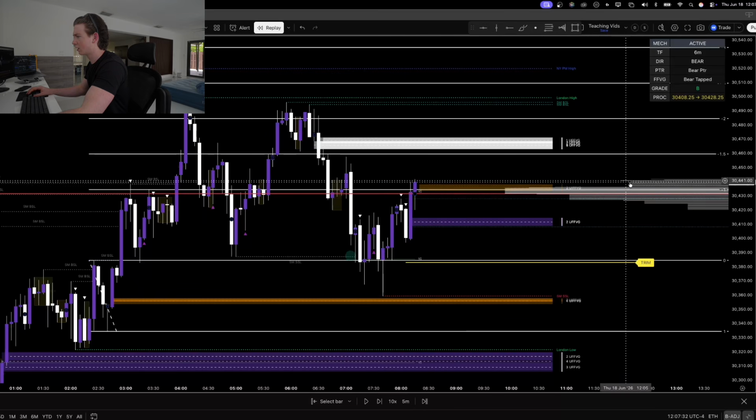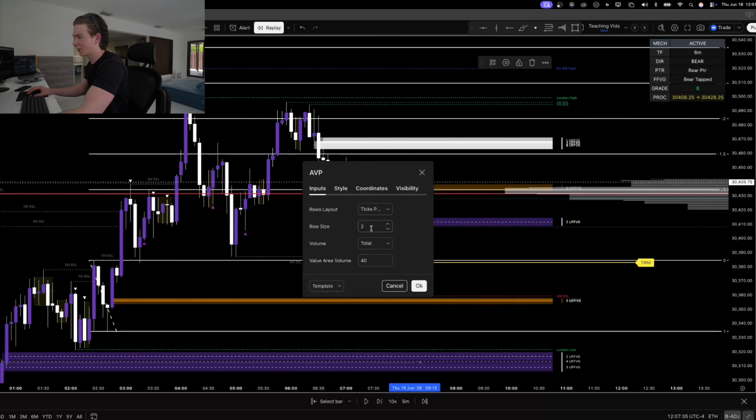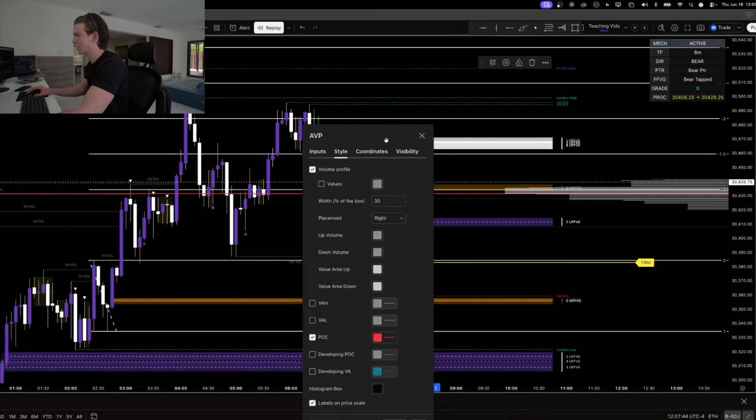Whoops. Let me double click that again. Ticks per row, it's going to be the row layout. Then we want to use row size of 2. For the volume, you want to use total. And then for volume area, it's value area volume, 40. For style, go in here and make it all the same color.